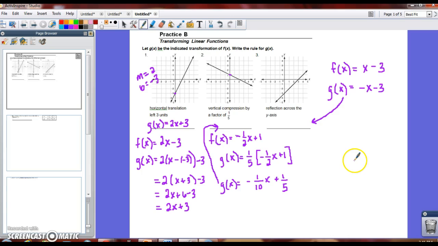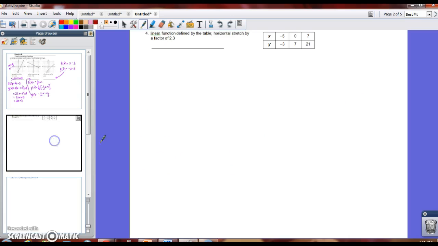So start with the original equation and then go ahead and perform the transformation that they're asking you to do. In problem number 4, we first have to figure out what the equation is. In problems 1 through 3, we were given the graph and we had to figure it out. In this case, we're given the table. The one thing we do know here is what the y-intercept is. We know that our b value is 7 because this point is 0, 7, which means we're going 0 in the x direction and 7 in the y direction, which puts us on the y-axis at 7.